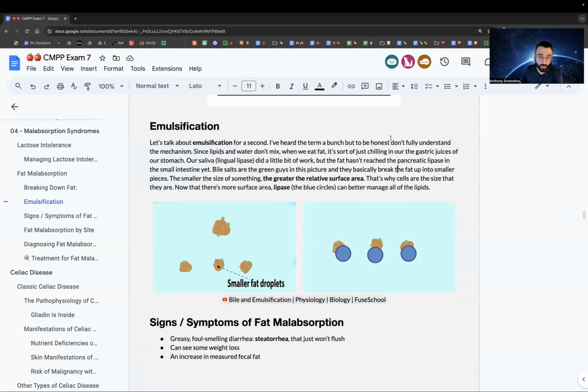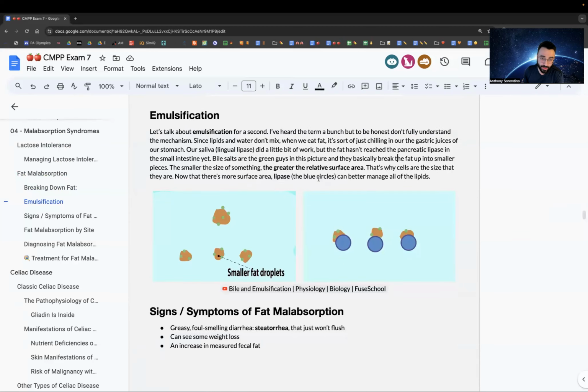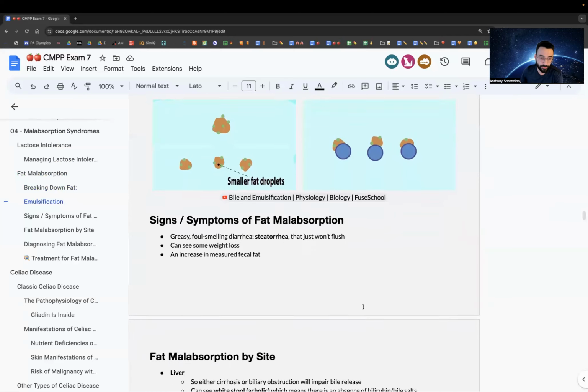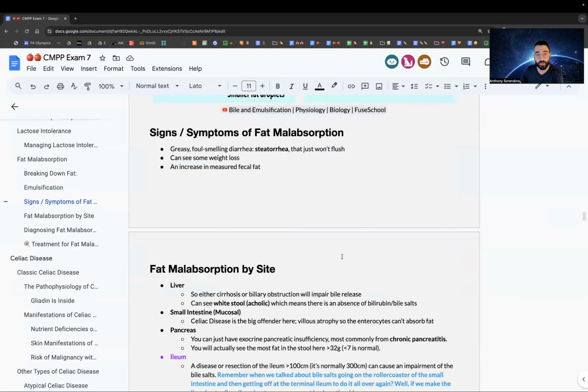Bile salts are the green guys in this picture, these little dots, and they basically break the fat up into smaller pieces. The smaller the size of something, the greater the relative surface area. That's why our cells are so small. Now that there's more surface area, lipase, which are these blue circles, can better manage all of the lipids. So emulsification is just breaking up the fat, and then lipase can come in and manage it better. So there you go. There's emulsification.